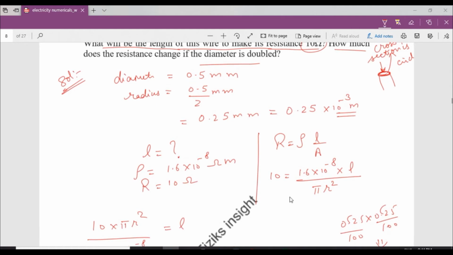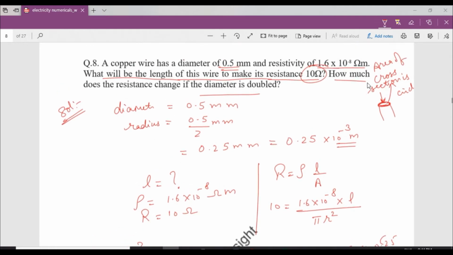Okay. Now proceeding to the second question. How much does the resistance change if diameter is doubled? Okay. So if you are doubling the diameter, then what will happen? On doubling the diameter, how much amount will the area change? New diameter is 2 times. So new radius will also be 2 times. Okay. So new area will be pi r dash square. Okay. As now r dash will be 2 times. So area will change to 4 pi r square.